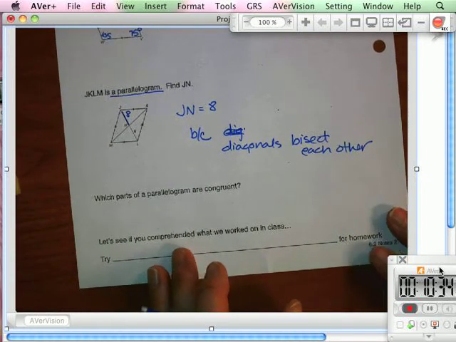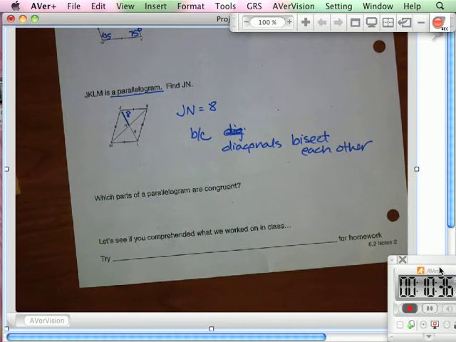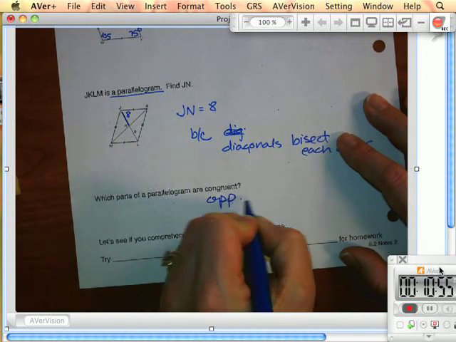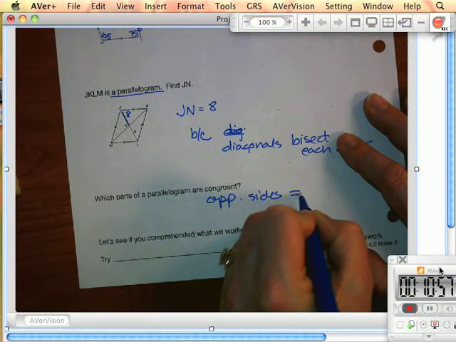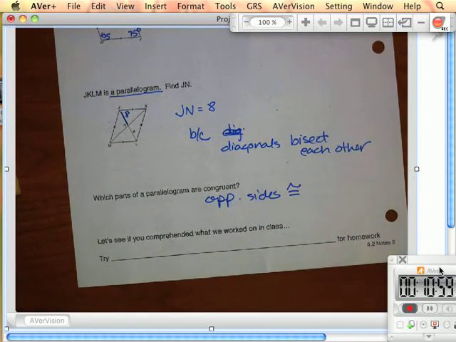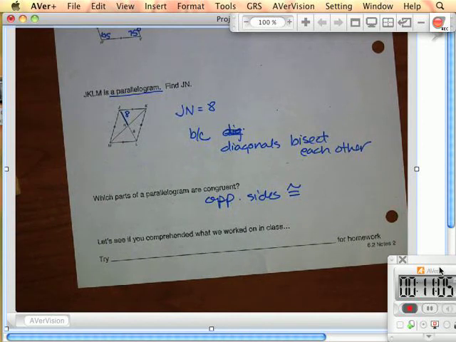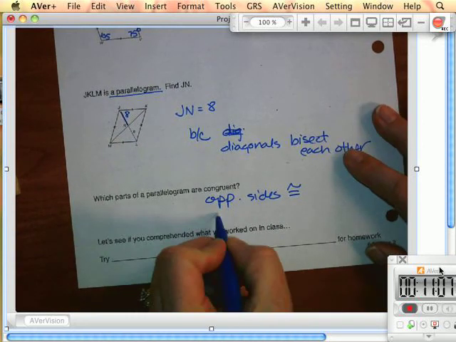All right, so let's wrap this up. Which parts of a parallelogram are congruent? I shall ask somebody. How about Aiden? Give me one part of a parallelogram that is congruent. Opposite sides. Yep. Opposite sides are congruent. What other part of parallelograms are congruent? Lexi. Opposite angles.